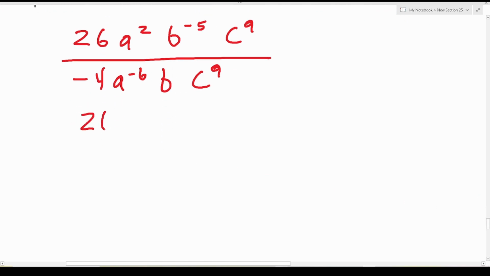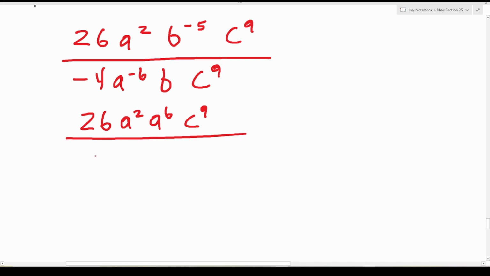So let's rewrite this by fixing that. Again, this a to the squared is fine. With that said, if we look down here, we have a to the negative 6. Can't leave it. It has to come into the numerator. So this is a to the 6th. And likewise, well, we're going to move this b to the negative 5th in a second. This is c to the 9th. So we fixed everything in the numerator.